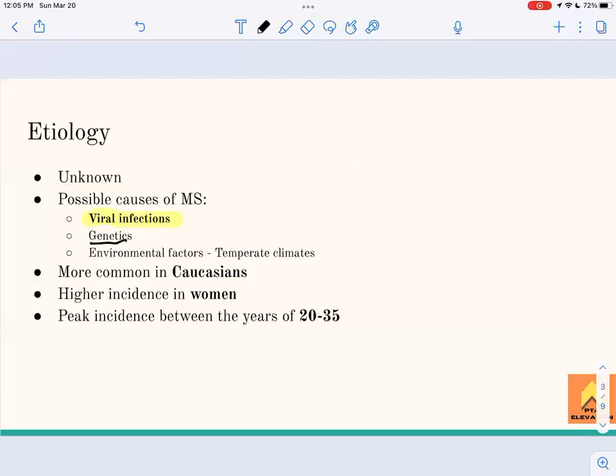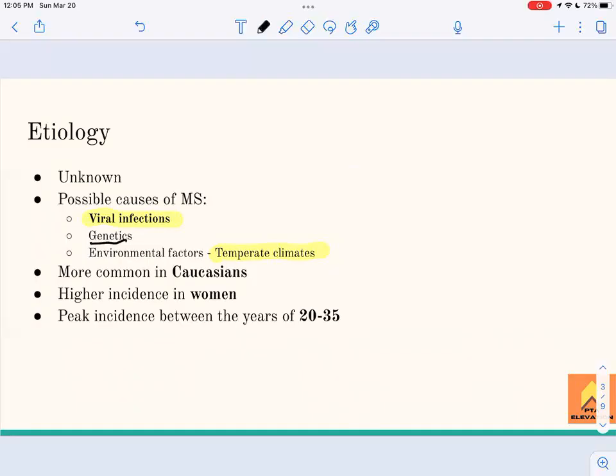And then for some reason, they're noticing that in more temperate climates, there's more people with MS. That's just something that they noticed. That would be an environmental factor, such as somebody getting lung cancer due to smoking, or somebody getting COPD due to smoking. For some reason in temperate climates, we're seeing this more.